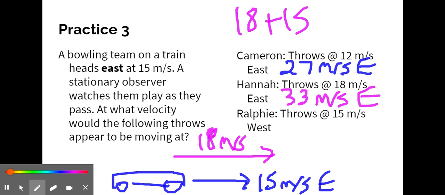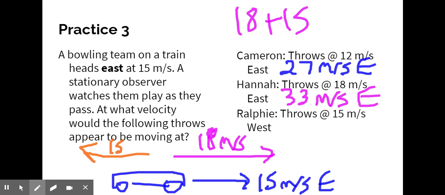Next, we have Ralphie. Ralphie throws his bowling ball in a different direction. Ralphie's throwing his bowling ball at 15 meters per second to the west. Again, it's a good idea to draw pictures for these, so make sure that you're trying to draw some pictures. Hopefully they're better than mine. So we have to add these vectors, and remember that if a vector is going in the other direction, we can subtract it.